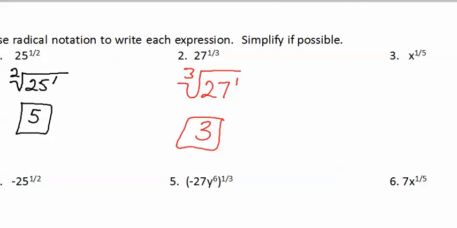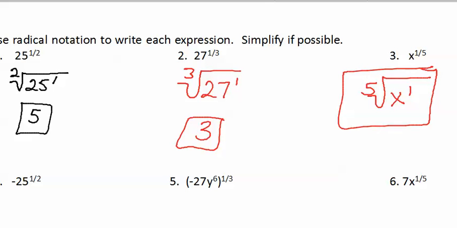With number 3 over here, we have x to the 1/5. I'm going to make my radical sign. 5 is the index, and I have x to the 1st. Since there's no number to simplify, that is going to be in its simplest form, the 5th root of x.